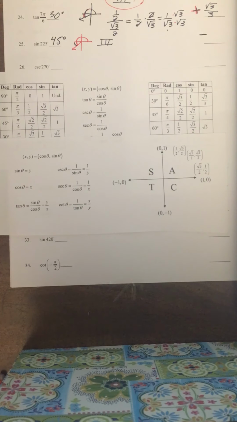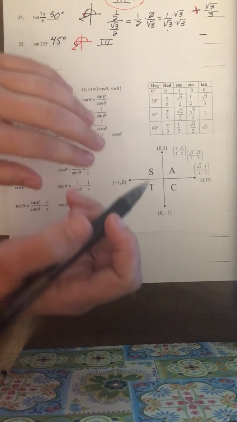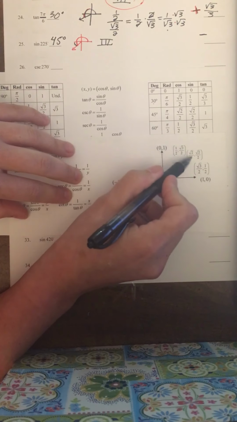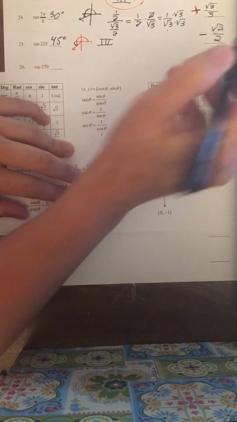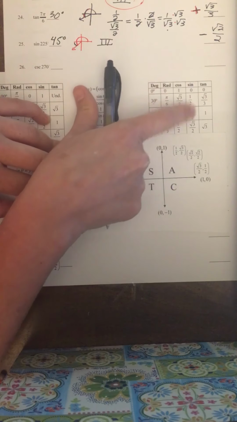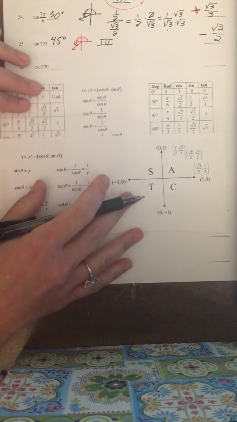So now we want to say at 45 degrees, what is the sine? So we can go to 45 degrees, it would be this one. Sine is second, so it's square root of 2 over 2. Again, you can go here, 45 degrees, sine, square root of 2 over 2.